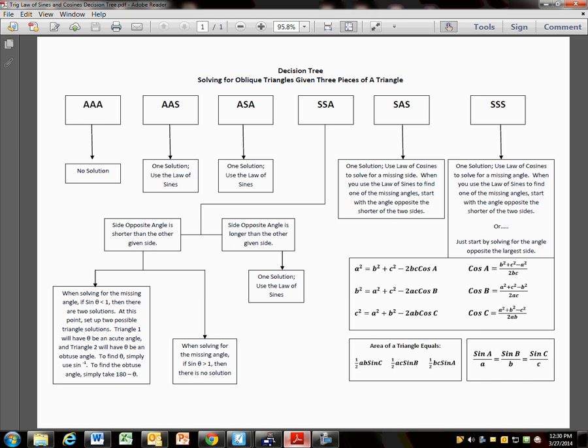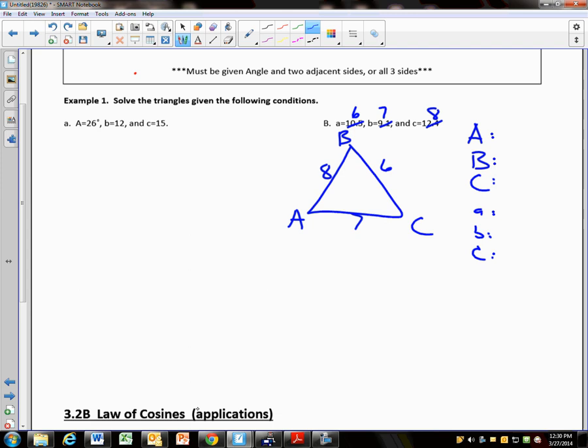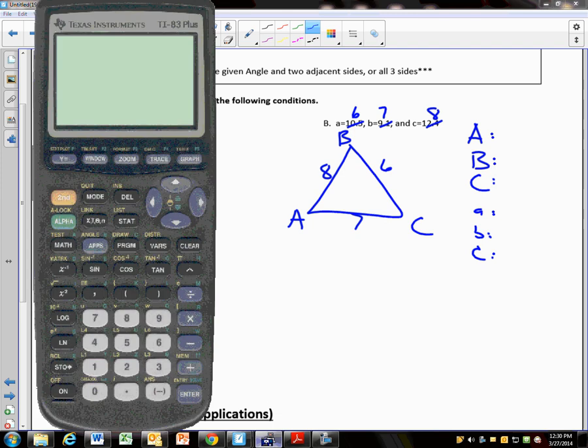This is the important part of today: when you're solving for the largest angle, there's a reason for that. If there's an obtuse angle in this triangle, which angle would it be? C, because it's opposite side 8. Side 8 is the largest. Cosine knows the difference between obtuse and acute. I'll prove it to you. If I take cosine inverse of 0.2 on my calculator, it gives me 78. If I do cosine inverse of negative 0.2, it gives me 101.5.